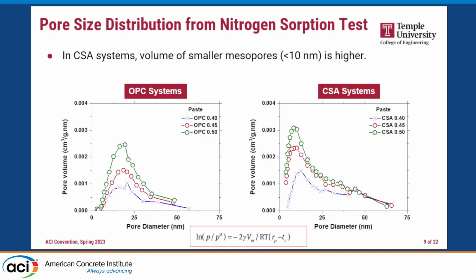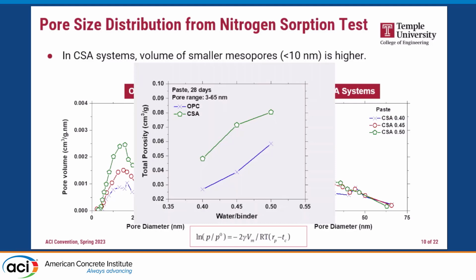One is the shift to the left side you are noticing in the CSA compared to OPC in this peak. So we have a larger volume of smaller pores, let's say less than 10 nanometers, in our CSA system compared to the OPC system. The distribution is narrower for the CSA compared to OPC, and in general, CSA shows a higher pore volume in all of the water binder systems we tested.